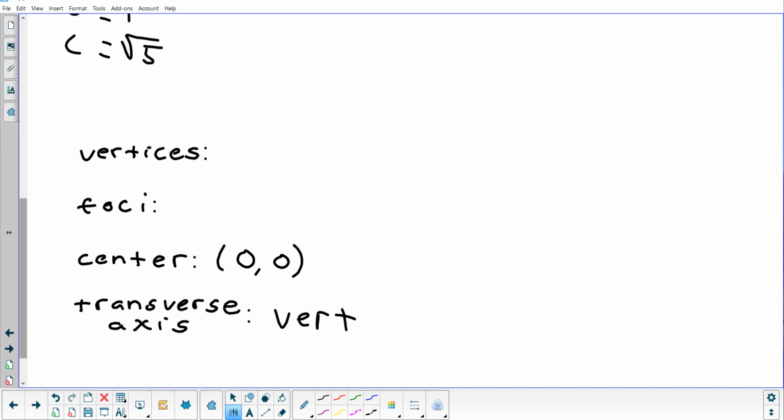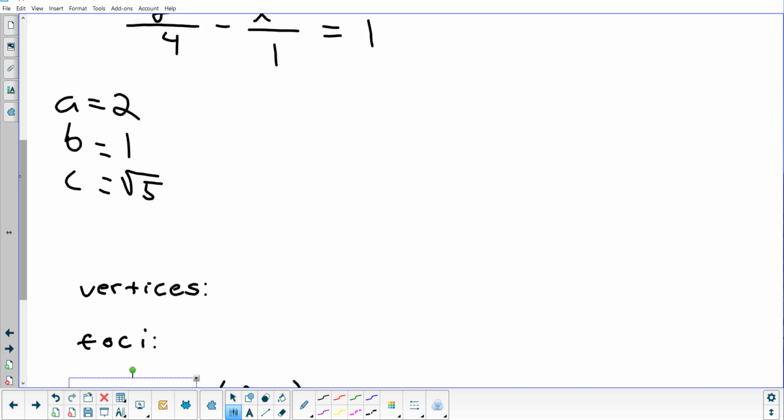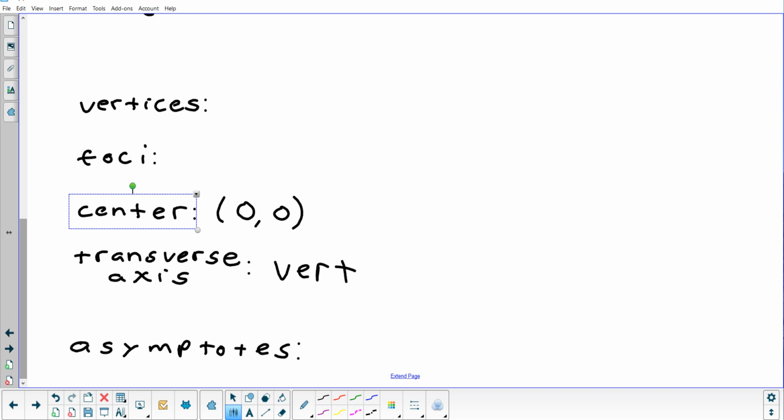Zach, how many units away from the center are my vertices? 2. Right? 2 units. Up and down. So what would be 2 units above the origin? What would be that coordinate? Yep. 0, 2. And 2 units below? 0, negative 2. Yep. So 0 plus or minus 2. Okay, so we got the vertices.